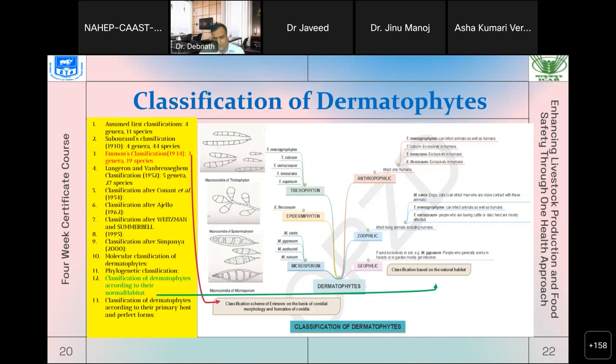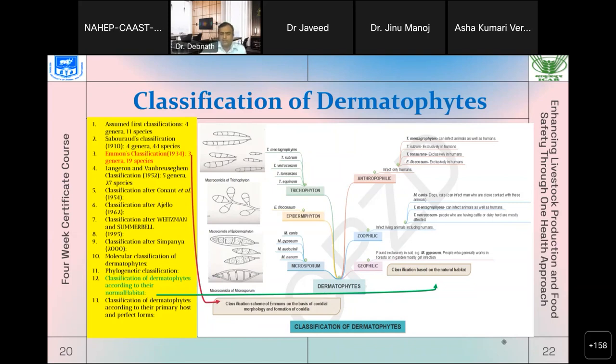The second kind of classification, which again is very popular, is the classification of dermatophytes according to their normal habitat, meaning where in the ecosystem these dermatophytes usually prefer to stay and proliferate. On the basis of that, this ecological classification also has three groups of dermatophytes. One is geophilic, meaning they are mostly found in soil. Zoophilic means they infect living animals, and anthropophilic means they generally infect humans.